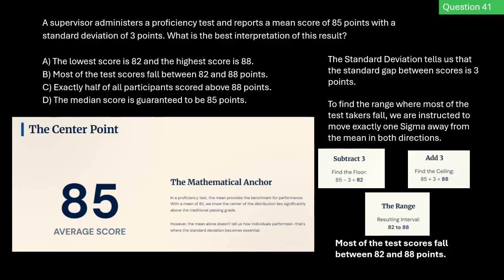Now let's look back at our choices. Choice A says the lowest score is 82 and the highest is 88. Now that is incorrect because one standard deviation does not establish absolute minimums or maximums. Now, options C and D make definitive promises about medians and exact halves that we just cannot guarantee. So that leaves us with option B, which matches our breakdown on the screen.